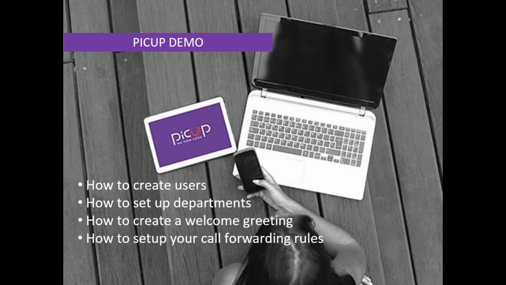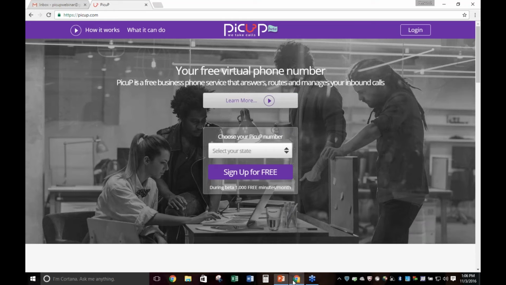So that being said, we're going to now jump into a demo of PicuP. What I'm going to do is pull up the PicuP website, and I'm first going to sign up for a brand new account. I'm going to show you how to create users, and how to create departments, and I'll explain a little bit about what that means. I'll then create a welcome greeting. I'll show you some of the call forwarding rules that are available there, so how you could make sure that the calls go to the right people at the right time. And then I'll show you how you could record your own welcome greeting to make it sound more professional. So that being said, let me jump over to my web browser.